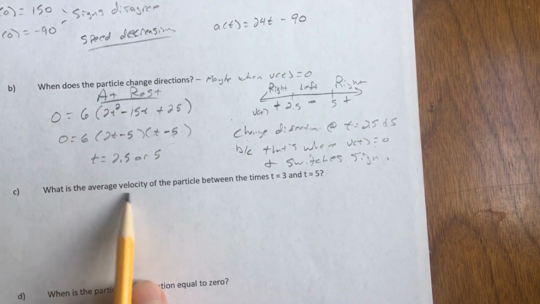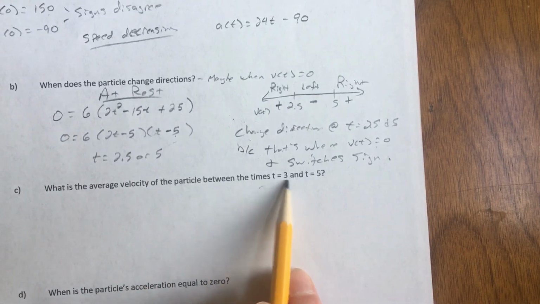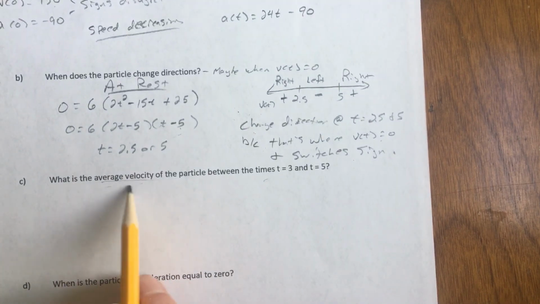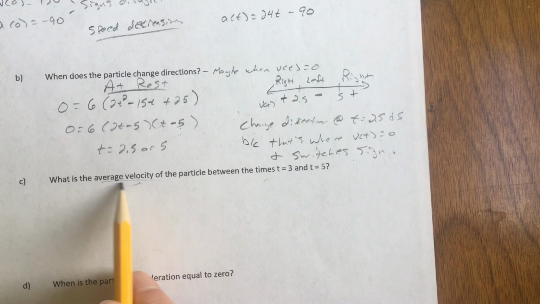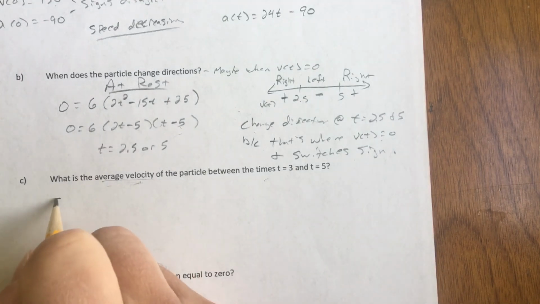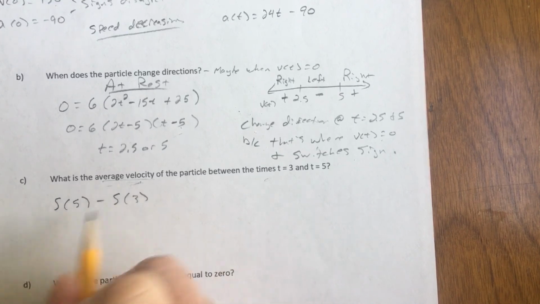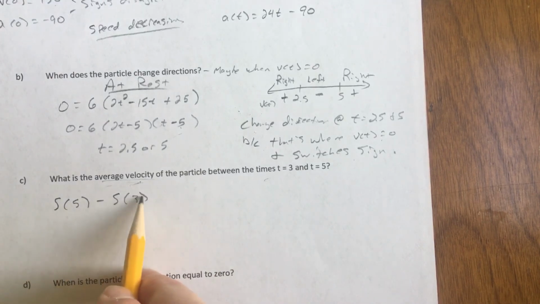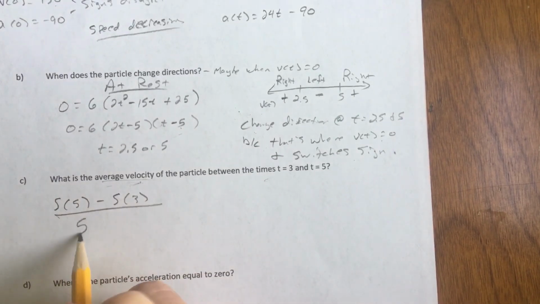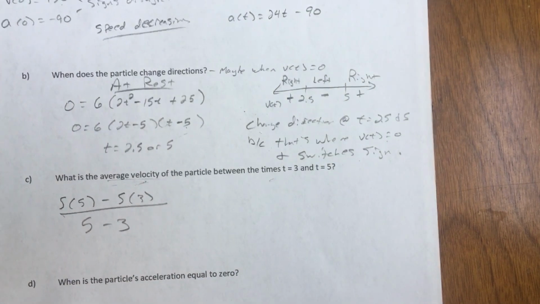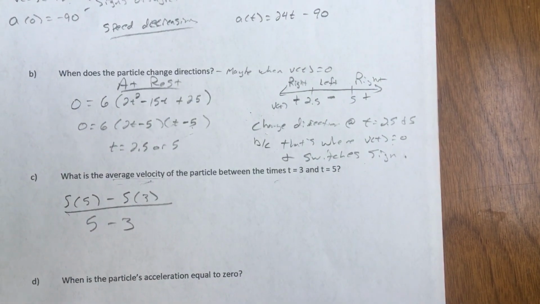Now, what's the average velocity of the particle between 3 and 5? The average velocity is change in position over change in time. So it would be the change in position from 3 to 5 seconds. What was my position at 5 minus my position at 3? And then to make it an average, we divide by the time it took to do that.